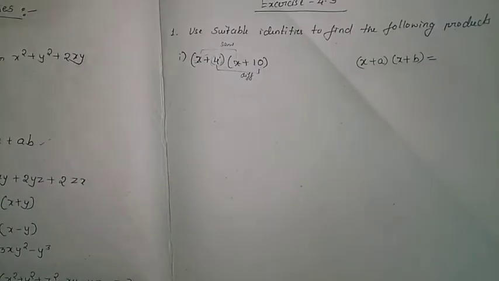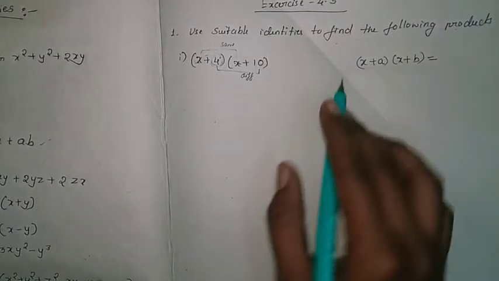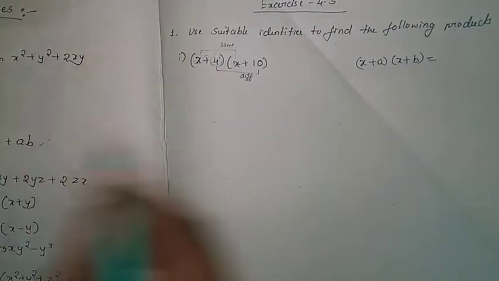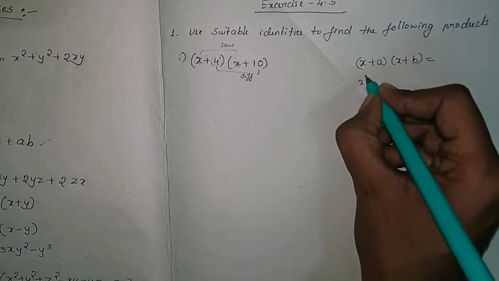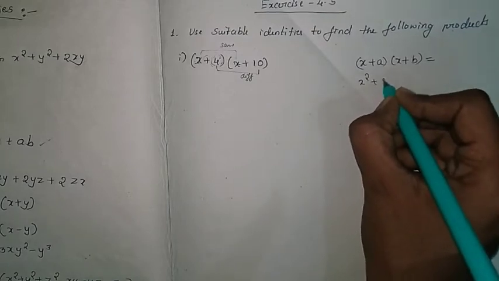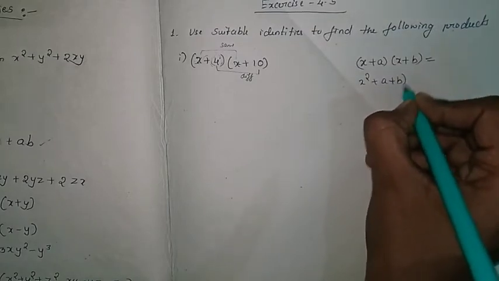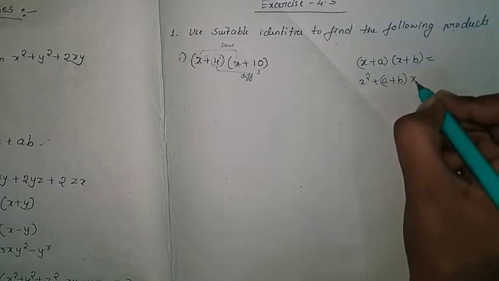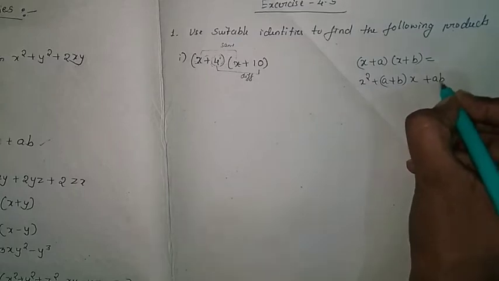So for that you have to write the formula. As you have studied the formula, what is the formula? x square plus of a plus b into the bracket, multiplied by x, plus of ab, which is the formula.